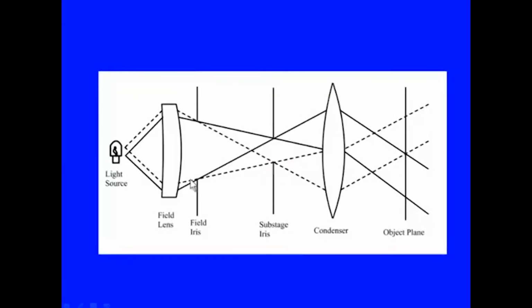This figure shows you a very simple schematic of how Kohler illumination is achieved. You can see there is a field lens here, and there are field irises or substage irises at different places which will not allow the stray light to pass on. Finally, the object is illuminated, rather than by one cone of light, by many pencils of light uniformly, and this is much more precisely controlled. You can get an intense, uniform beam to illuminate the object, which is used in most of the microscopes.